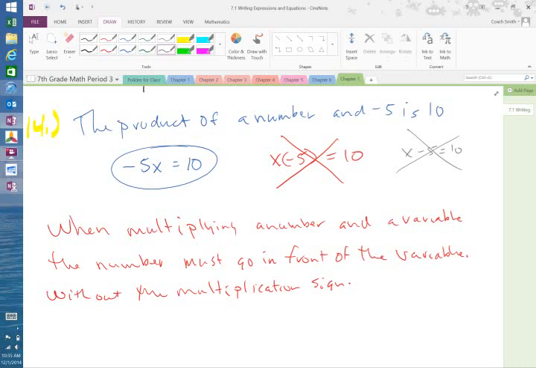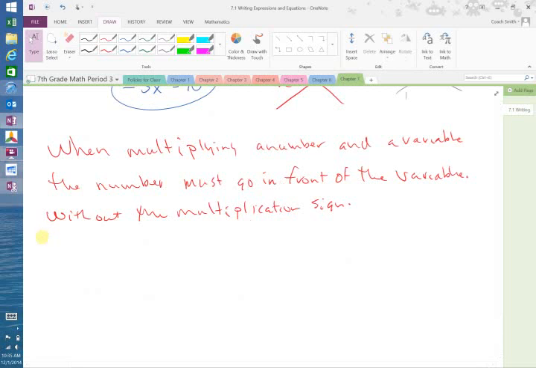I want you to do number 15 and 16 on your own. Hopefully we'll have better luck with these than we did the first two.